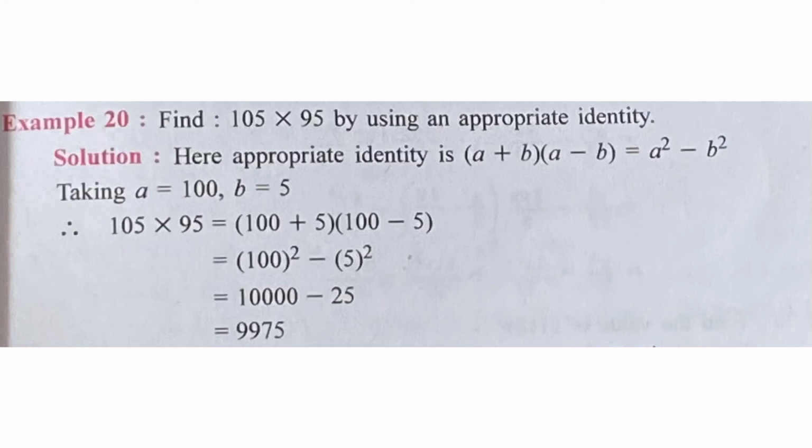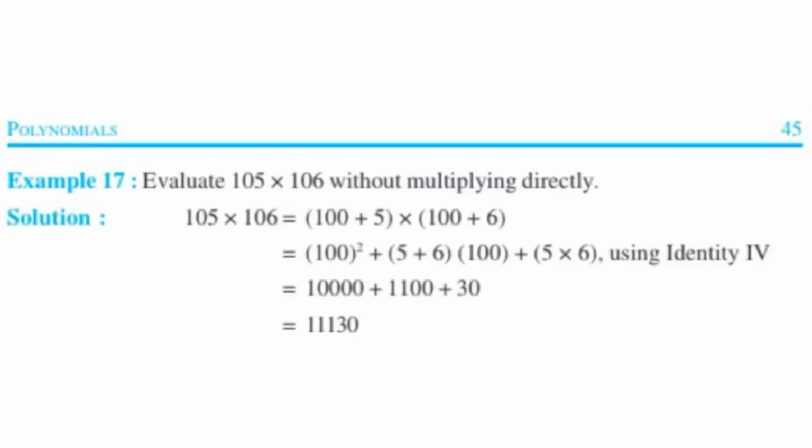So it is of the form (a + b)(a − b), which is equal to a² − b². Here our a is 100 and b is 5. So we get (100 + 5)(100 − 5), which is equal to 100² − 5². That is equal to 10,000 − 25, which is equal to 9,975.